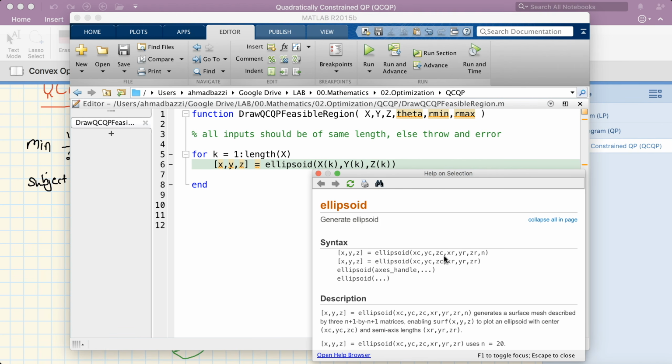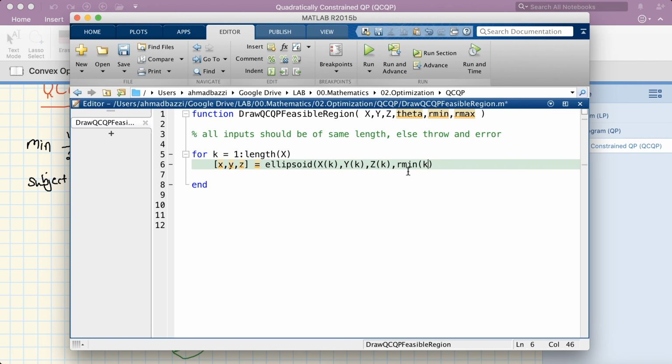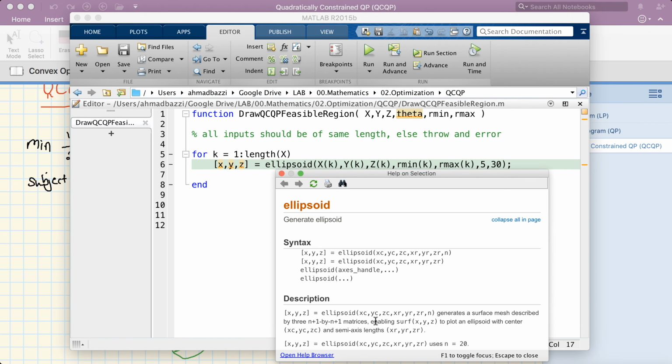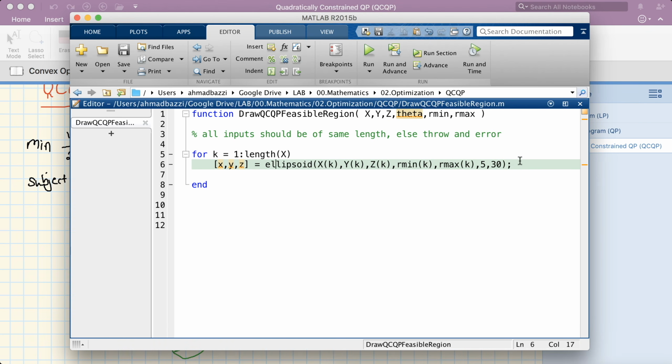According to the documentation, this is xk, yk, zk, and over here, we're going to take r min k, r max k, and the z, I'm going to set it as a constant. So r min k, r max k, and a constant, let's say 5, and a mesh grid length of 30. So 30 points per mesh grid. Note that the documentation is telling us enabling surf XYZ. So right now you're ready to run the surf.